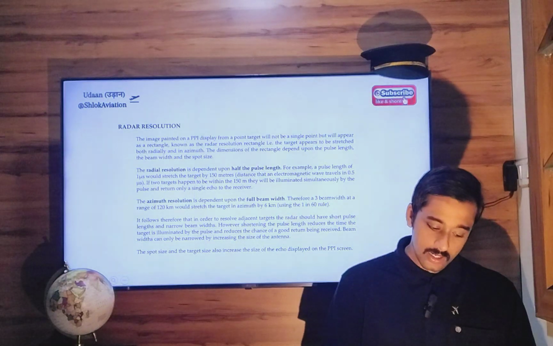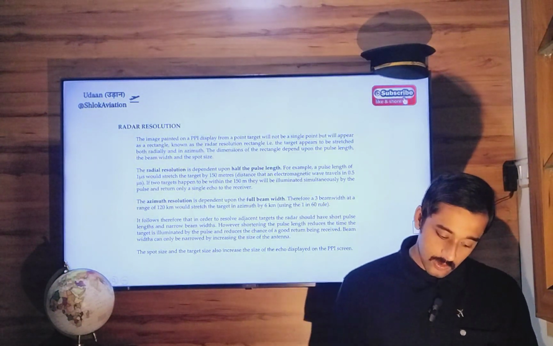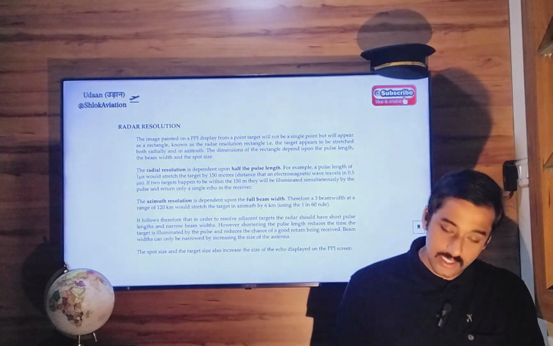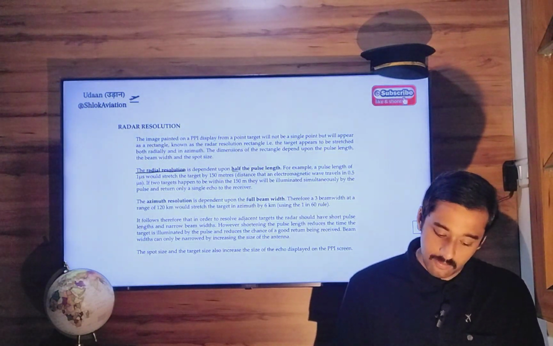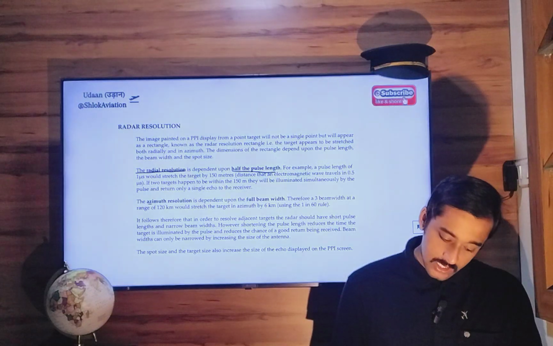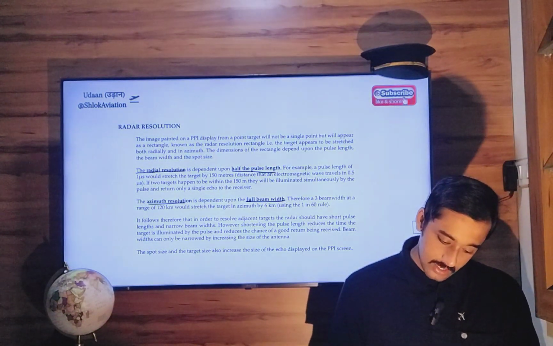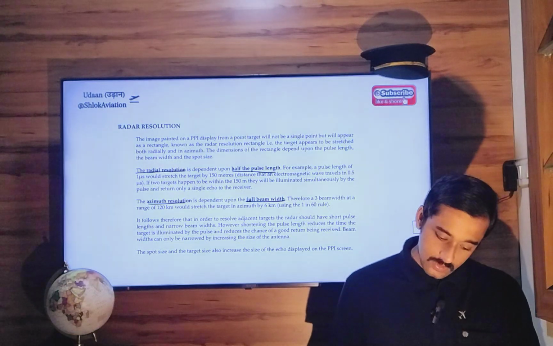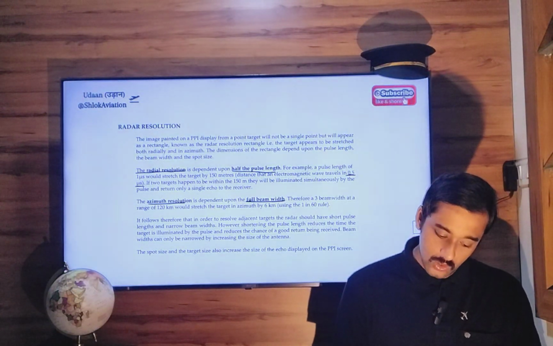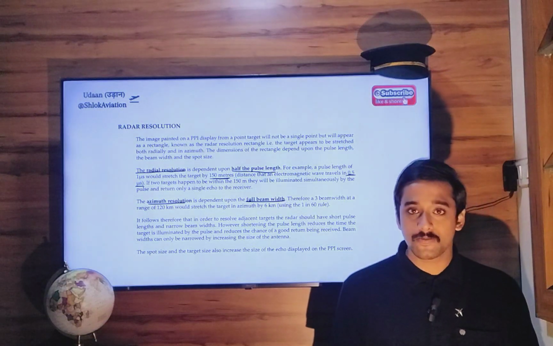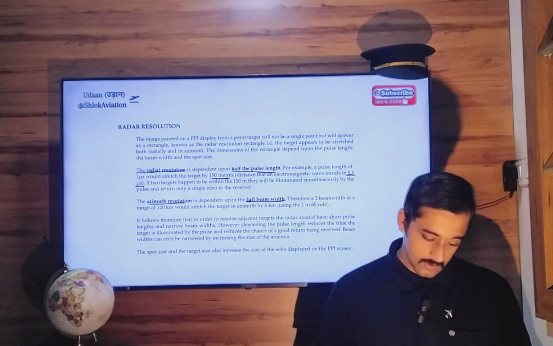So, very important, this is a picture from the Radio Navigation Oxford book. The very important point: radar resolution depends on two factors, radial resolution, which is half the pulse width, and azimuth resolution, which is full beam width. Remember, and here it's given that 0.5 microseconds equals 150 meters. So 1 microsecond will be double of that, that is 300 meters.